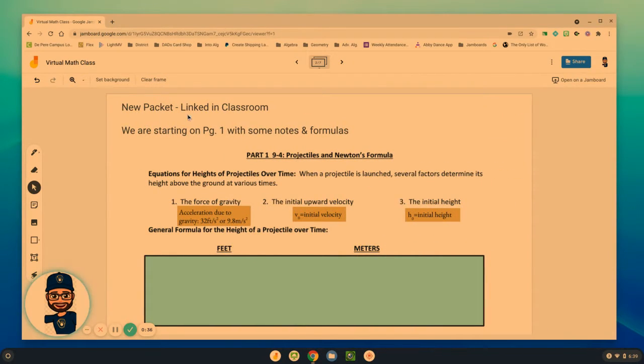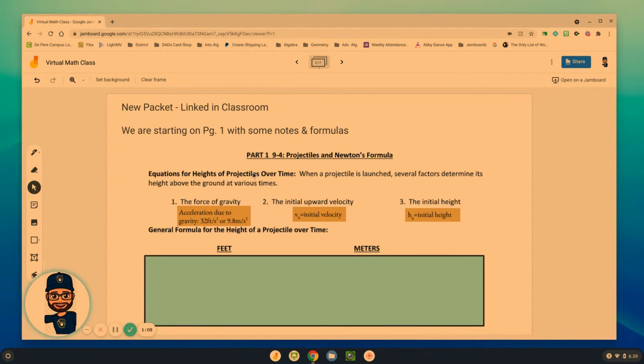So I am working out of a new packet here. I linked to that today inside Classroom, and we're starting on page 1. Projectiles in Newton's formula. So these are some equations and some information that I've been told you've worked with in science. The force due to gravity, which is also called acceleration, is 32 feet per second squared, or 9.8 meters per second squared, depending on your unit of measurement.